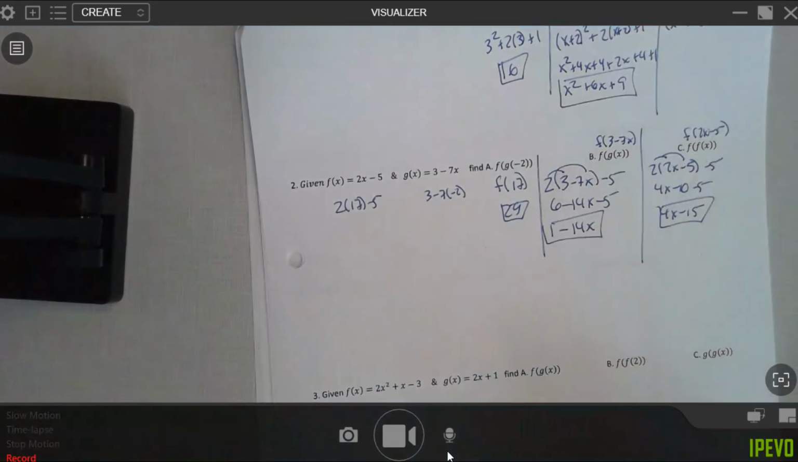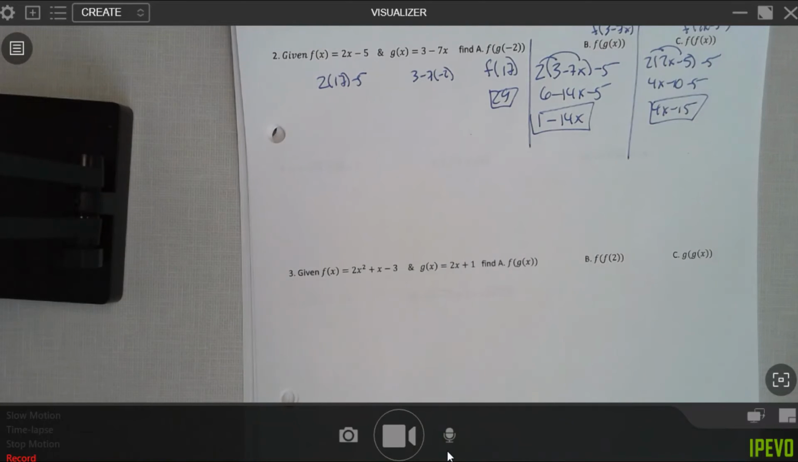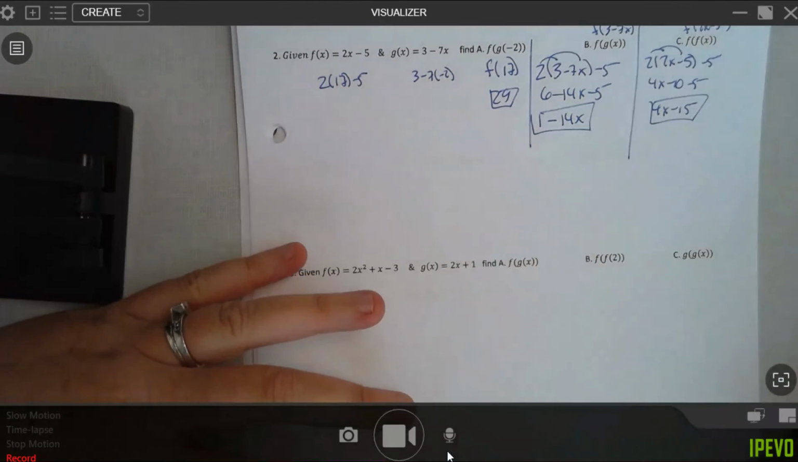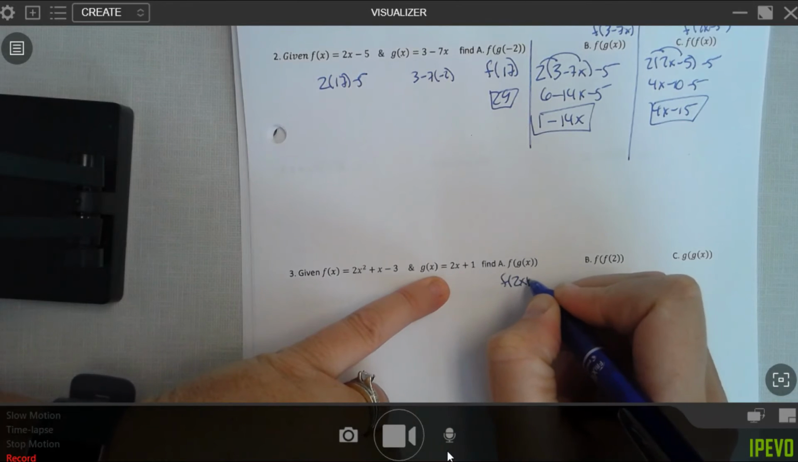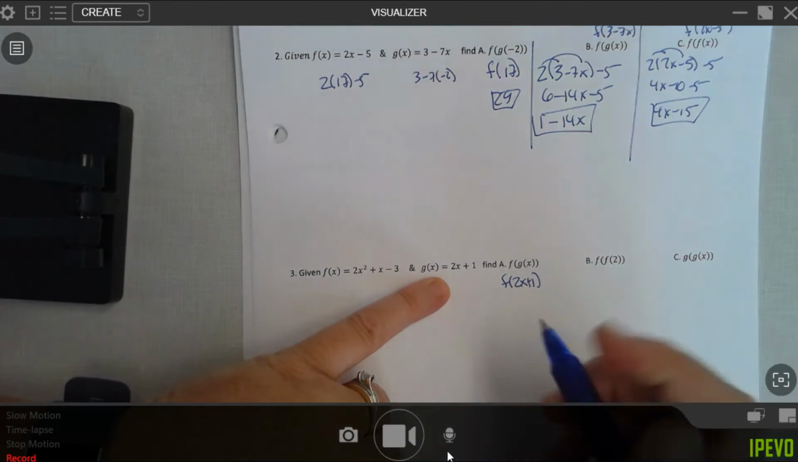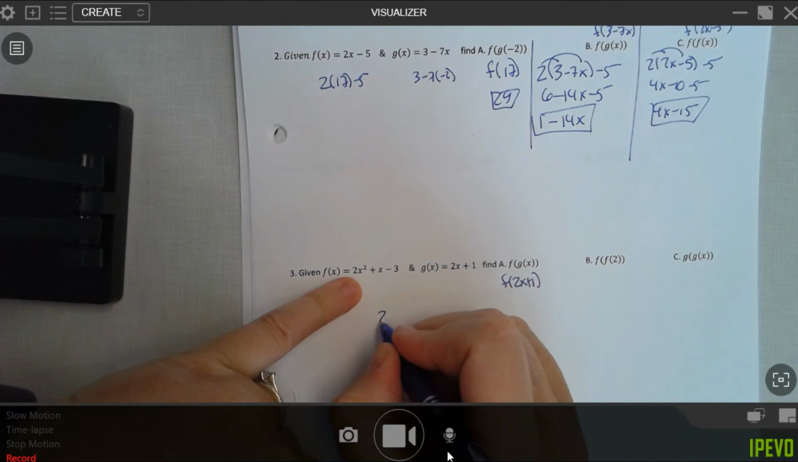So the last one down here, same thing. If you haven't paused and tried it on your own yet, you need to pause right now and try it on your own before you check to see if you're correct. All right, hopefully you already have it done, and you're just going to be checking what I did. So this is f of g of x. So I'm going to put 2x plus 1 into my x spots.